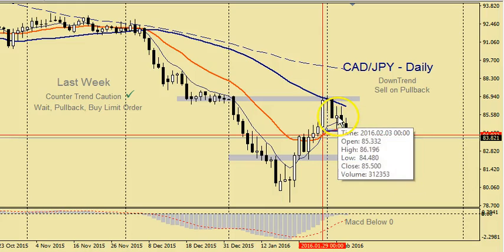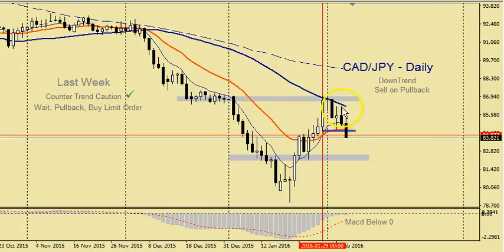So you would have made some pips, but again, the next day after that, price went back down to the downside. So this week we're in an overall downtrend. You want to wait till price pulls back a bit and then sell on a pullback. Okay, so that's what I see here. MACD is just slightly below zero.